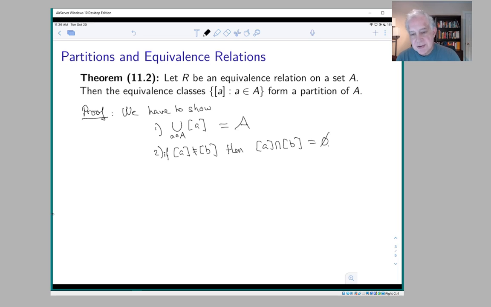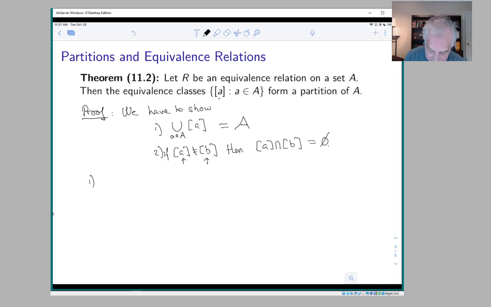Now, this may seem a little bit strange, but what's going on here is that if a and b were equivalent, then the equivalence class of a would be equal to the equivalence class of b, and so they would correspond to the same element of the partition. The condition is that different elements of the partition have empty intersection. So we have to make sure that the equivalence class of a and the equivalence class of b actually correspond to different elements of the partition, and then we have to check that their intersection is empty. The first one is clear.